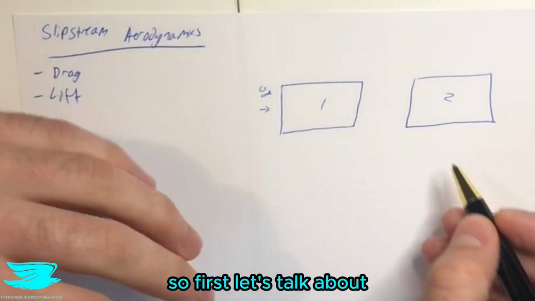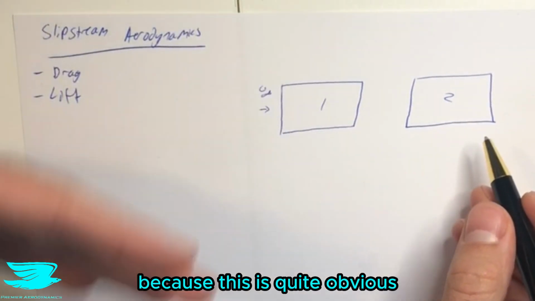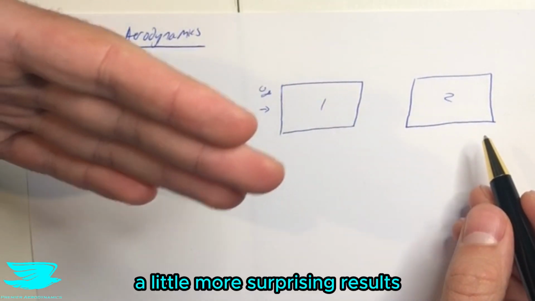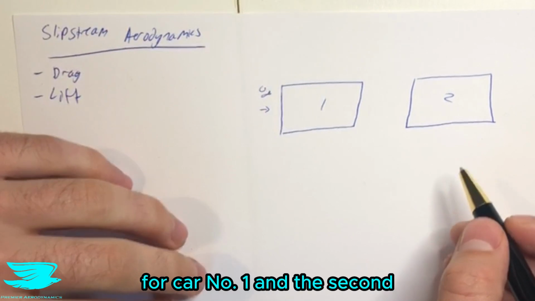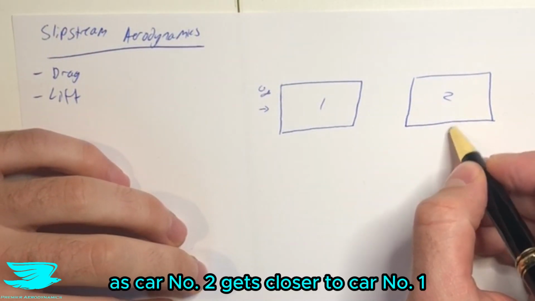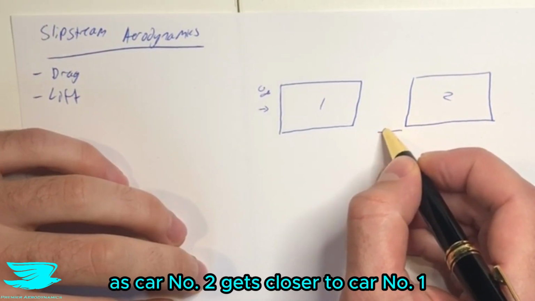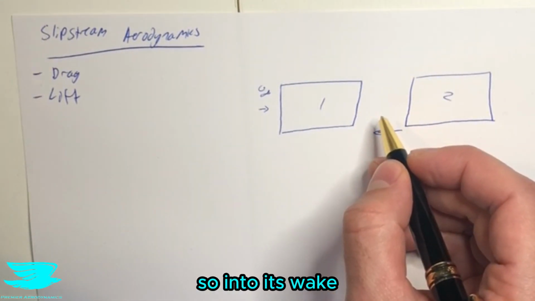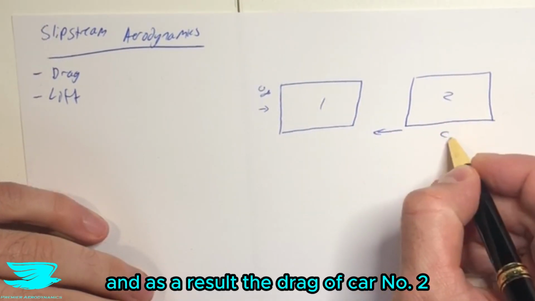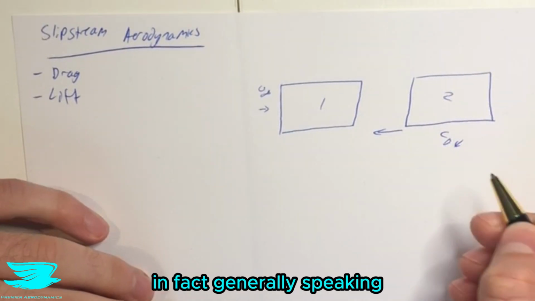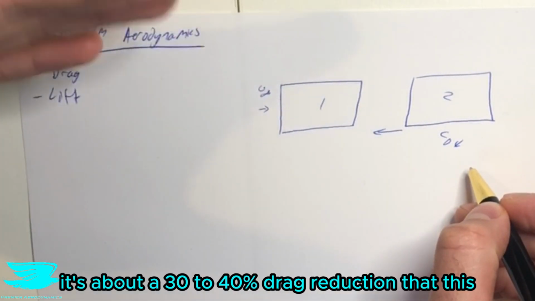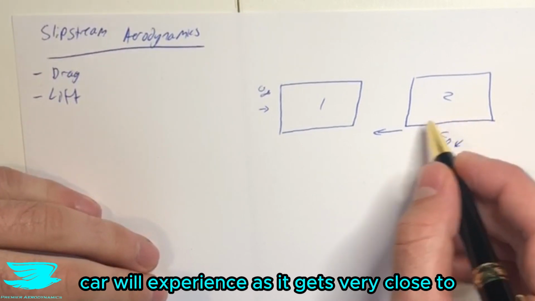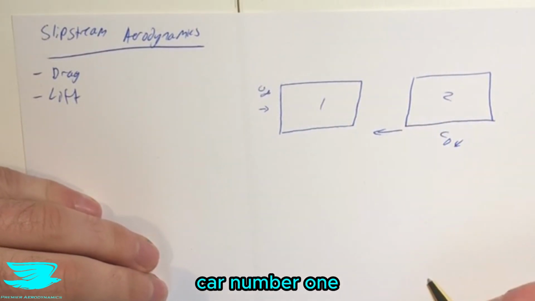First of all, let's talk about the drag of car number two, because this is quite obvious, and then we'll go into some a little bit more surprising results for car number one in a second. As car number two gets closer to car number one, it goes into its slipstream, into its wake. As a result, the drag of car number two drops dramatically. In fact, generally speaking, it's about 30 to 40% drag reduction that this car will experience as it gets very close to car number one.